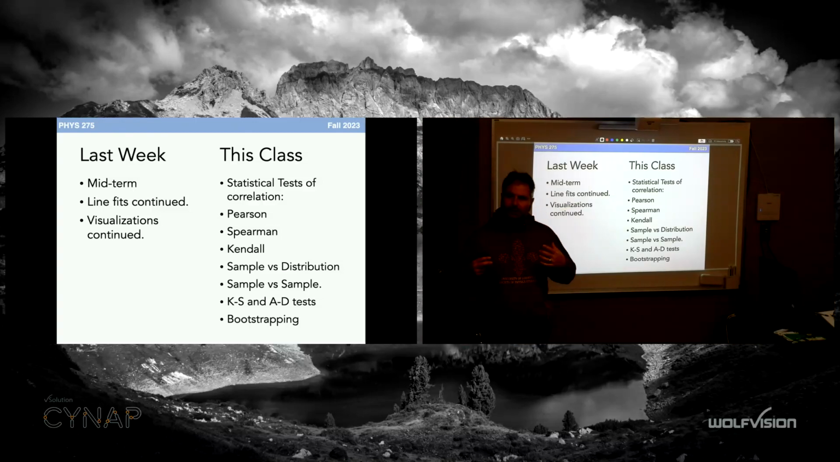And now we're getting to the next part of the toolbox, which is I have two sets of data. Are they correlated or not? I have two sets of data. Do they come out of the same parent sample, or are they distinct?